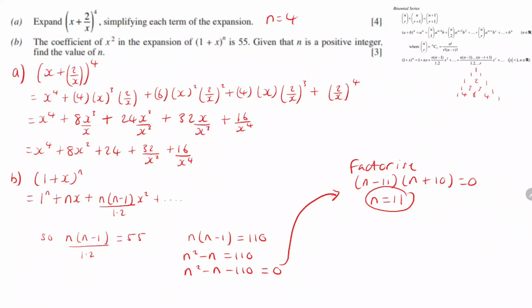Next question. This time n is equal to 4. Okay, there's already a plus in here. Still getting the habit of bracketing off the 2 over x. So you have x to the power of 4. Your coefficient using Pascal's triangle, first coefficient is 4. So it'll be 4x cubed times by 2 over x to the power of 1. You could have put that to the power of 1 there if you wanted to.